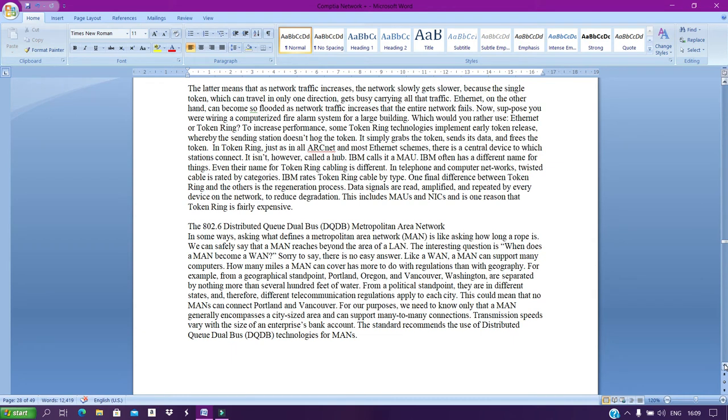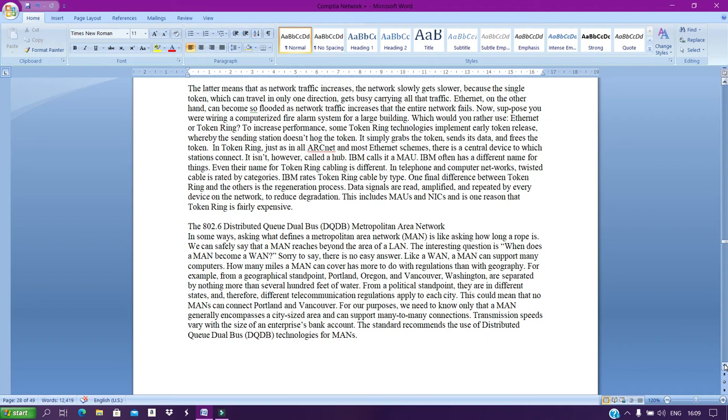The latter means that as network traffic increases, the network slowly gets slower because the single token, which can travel only one direction, gets busy carrying all the traffic. Ethernet, on the other hand, can become so flooded as network traffic increases that the entire network fails. Now suppose you were wiring a computerized fire alarm system for a large building. Which would you rather use, Ethernet or token ring?